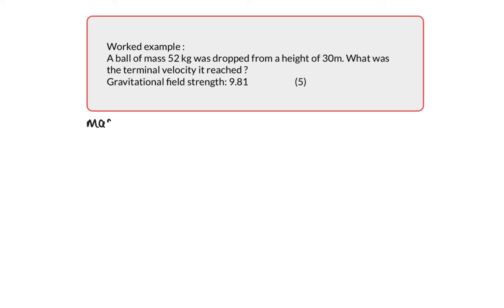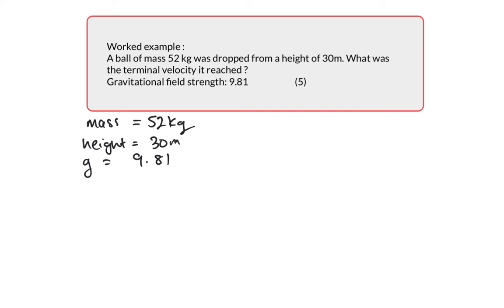So I've got mass here of 52 kilograms. I've got a height of 30 and I got my gravitational field strength of 9.81. Now, that is a good place to start because now I can think, what equation do I have that has those three values in it? What can I work out?